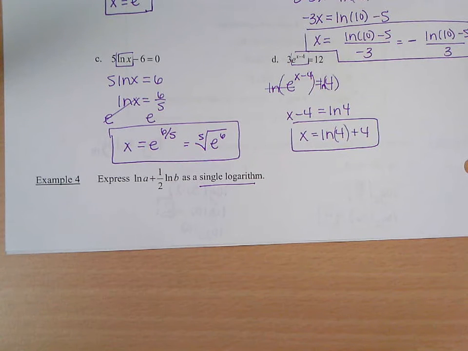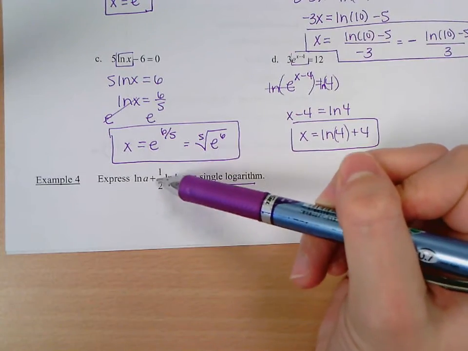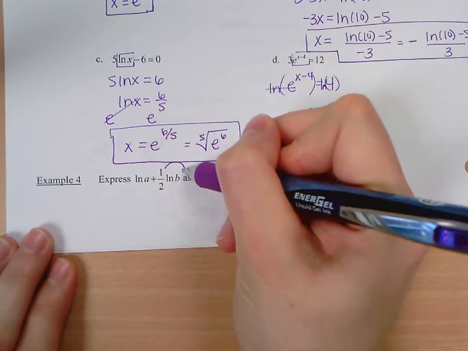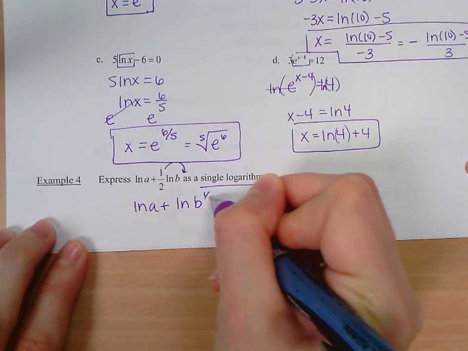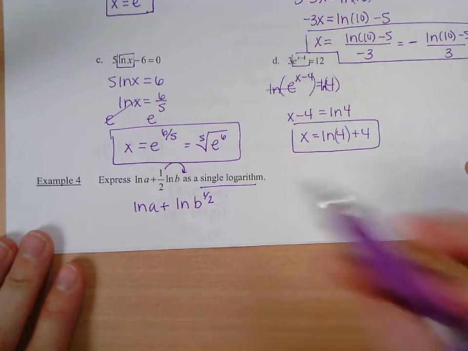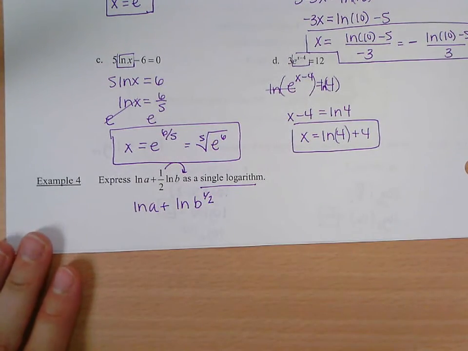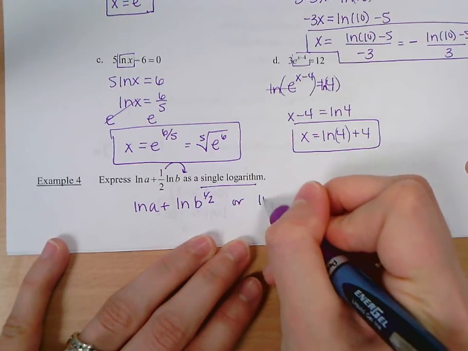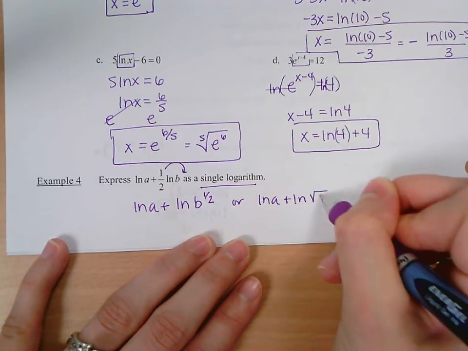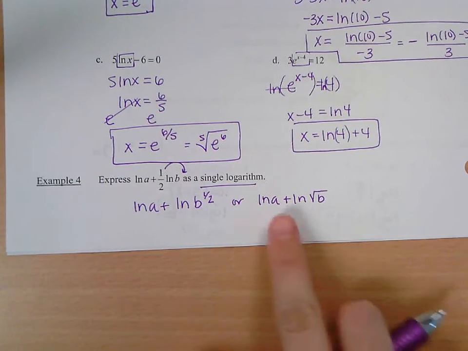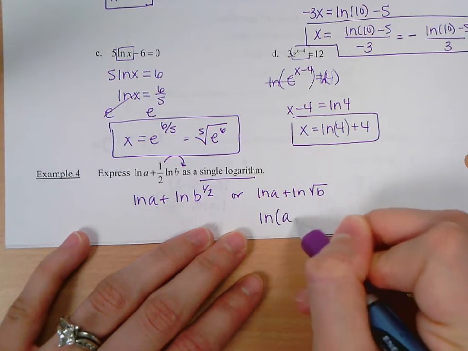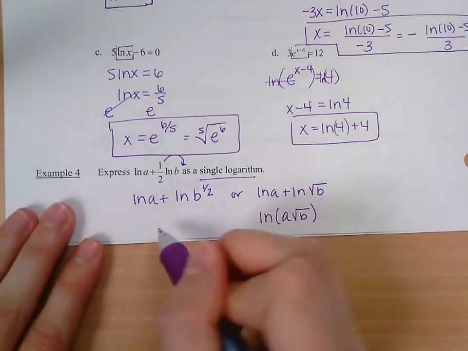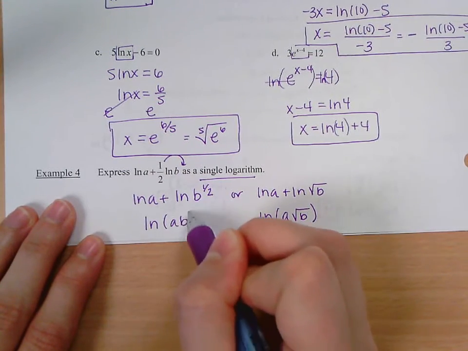Okay, I heard some different things. So before I can write it as 1, what can I do with this 1/2? It becomes the exponent on the b, so natural log of a plus natural log of b to the 1/2. Or you can write this as the square root of b. So you could have natural log of a plus natural log of the square root of b. And then if they're added, they're multiplied. So natural log of a times the square root of b. Or if you left it as natural log of a times b to the 1/2, that's fine.